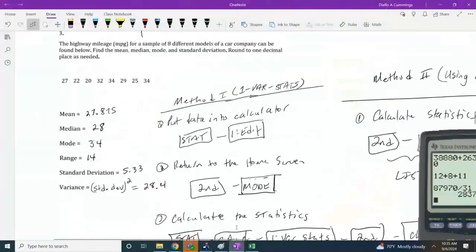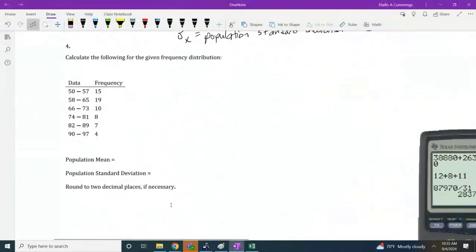On the handout, problem number 4 is that same exact frequency distribution that you see on the slide. Notice here it asks for the population mean. Keep in mind X bar means the mean for both population and sample. But for the standard deviation, notice that there is an output for sample standard deviation and population standard deviation. So you want to be careful. Here we want to use that sigma sub X value.